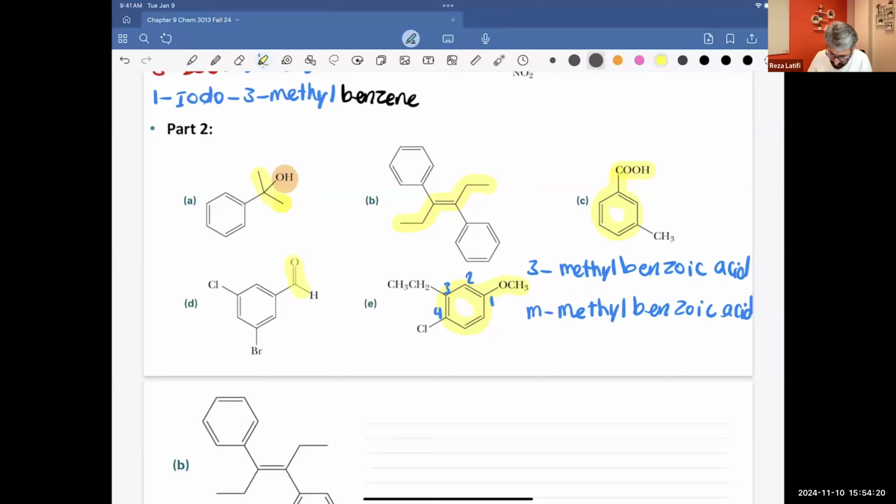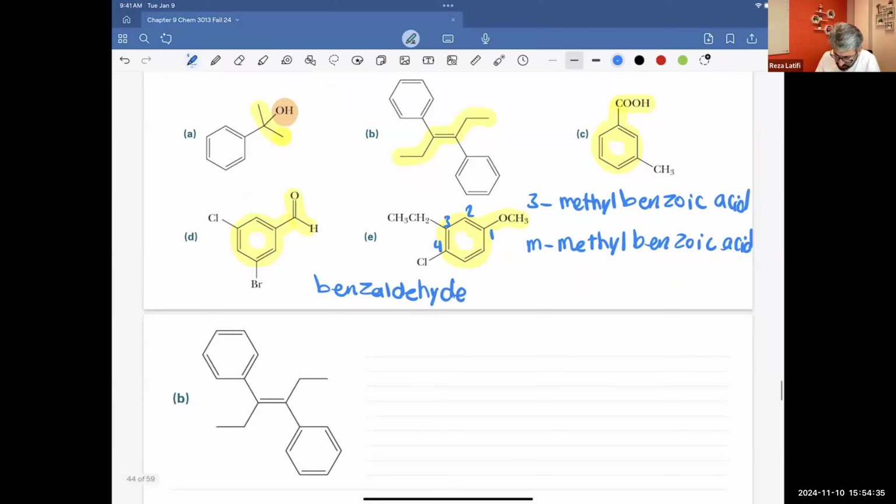Next one, we have an aldehyde attached to the ring. So this one will be benzaldehyde. The base will be benzaldehyde. Okay, and you do have chloro and bromo there. So you say this is going to be 1, 2, 3. Why did I turn to bromo? Because bromo will get priority over chloro. So this one will be 3 bromo. Next, I go 5 chloro. 5 chloro benzaldehyde. So 3 methyl, 5 chloro benzaldehyde.